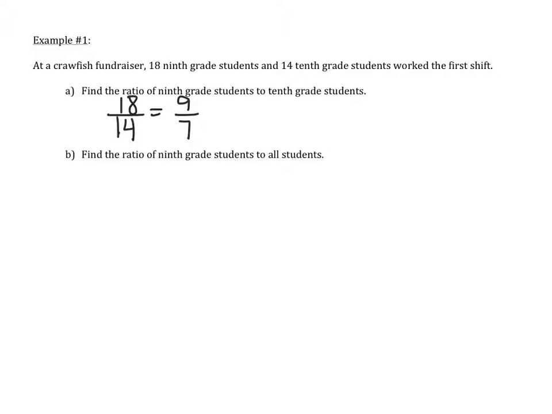And part B asks us to find the ratio of 9th grade students to all students. So again, we're going to write it in the order that we were given. So 9th grade students was 18. And the total students we would find by adding these two numbers together, 18 plus 14, which is 32. So again, we need to put this in lowest terms. So looking for the biggest number that goes into 18 that also goes into 32, which again in this case is just 2. 18 divided by 2 is 9, and 32 divided by 2 is 16. So the ratio of 9th grade students to all of the students is 9:16.